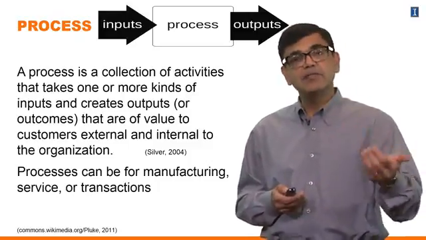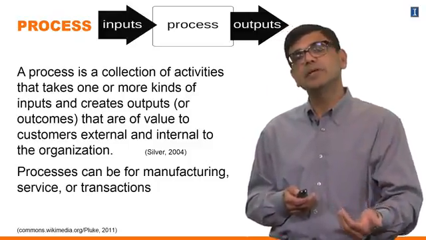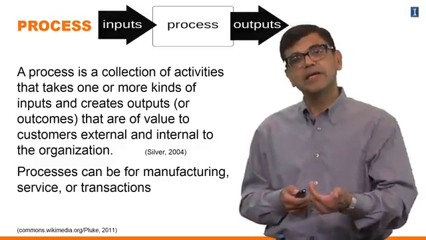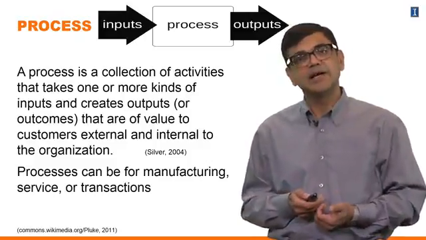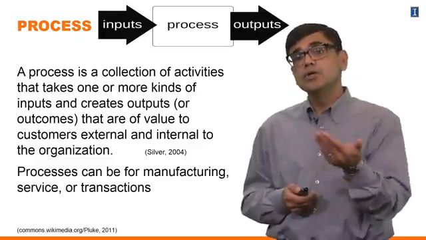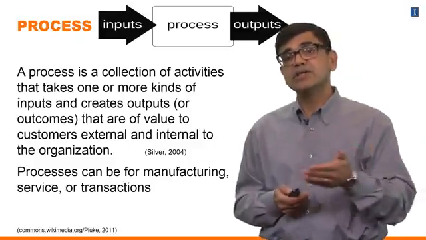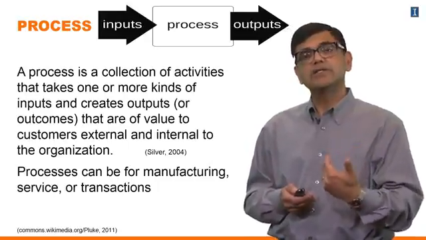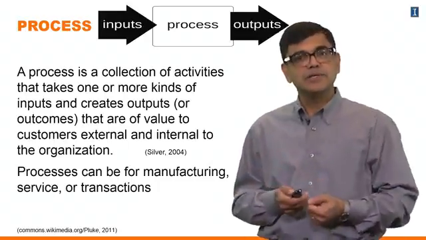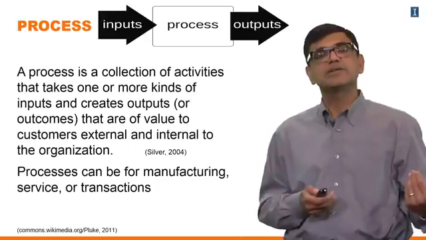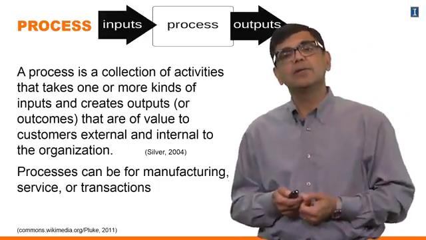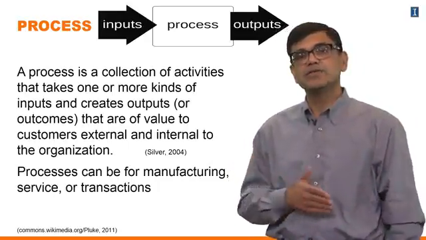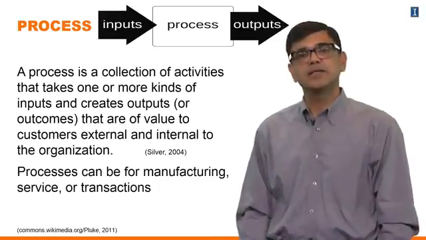You have information about employees of a company, and the outcome is the checks that are being sent to the employees. You could be talking about a process that's external, getting raw materials from suppliers and converting it into finished goods for customers. So the customers are external, and the raw materials are coming from external suppliers. So that's a different kind of process.